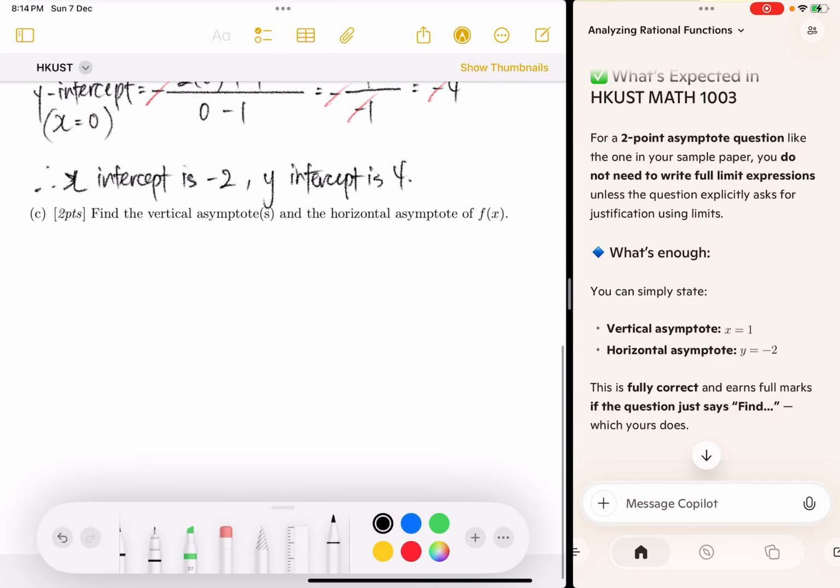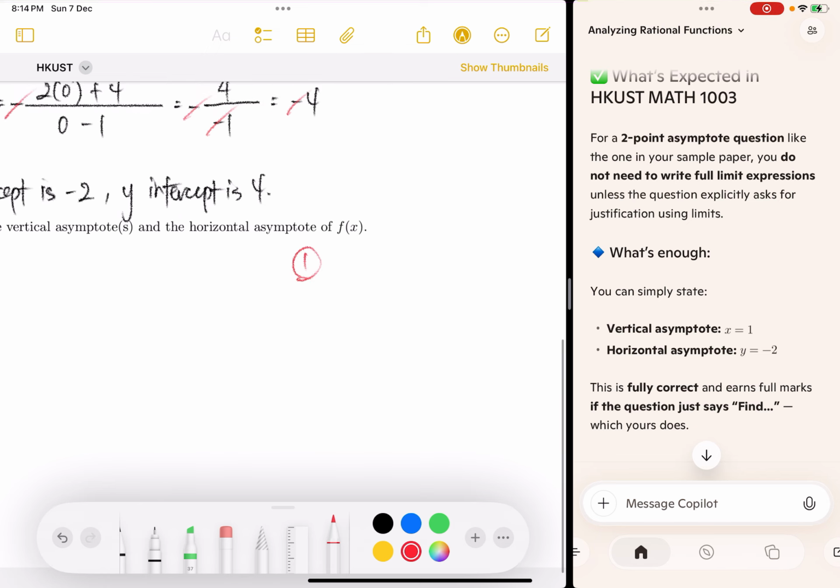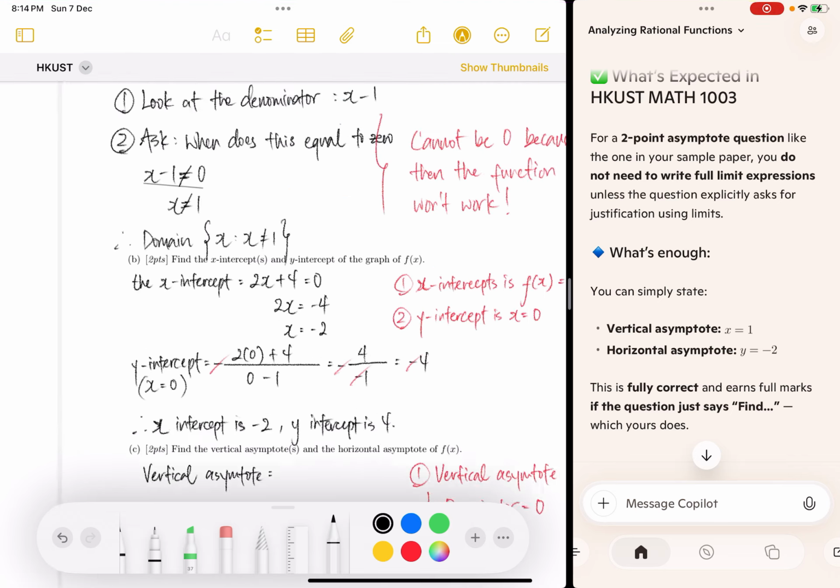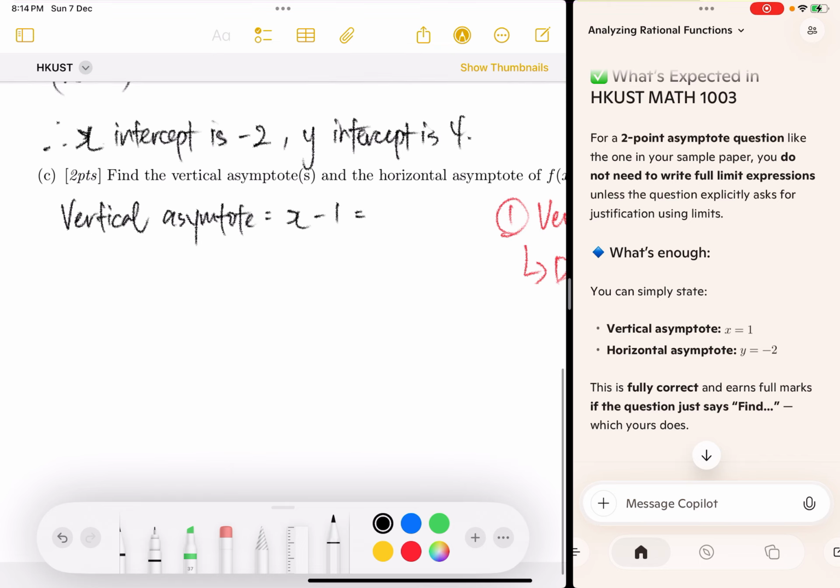So the first thing that we have to do is find the vertical asymptotes and then the horizontal asymptote. The vertical asymptote is much easier to find. The vertical asymptote is simply where the denominator equals 0. So the denominator x minus 1 equals 0, so x equals 1.